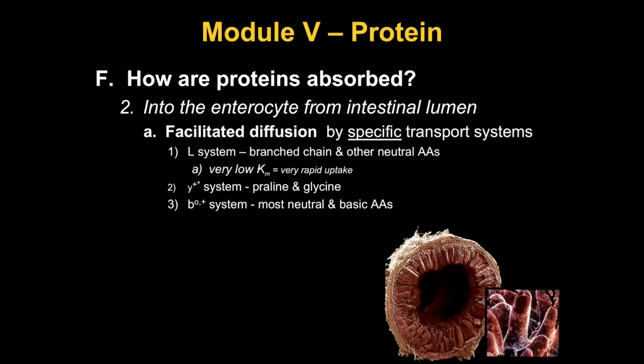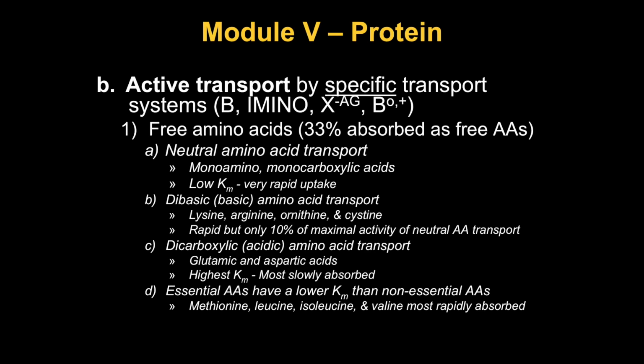There's the B0,+ system, which can also target most neutral and basic amino acids. So there are some very specific transport systems that will transport these amino acids into the enterocytes. We also have active transport by some of these specific systems. There's the B system, the amino system, the X-AG system, and the B0,+ system, which target other specific amino acids and require ATP. That's what makes them active transporters, that they need ATP to be broken apart in order to get them internalized or absorbed within the enterocyte.